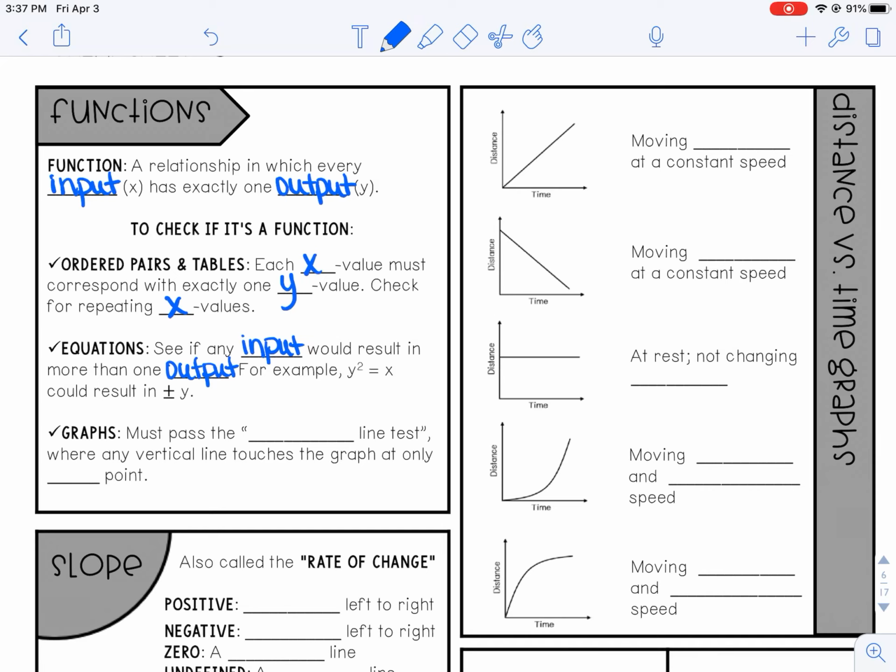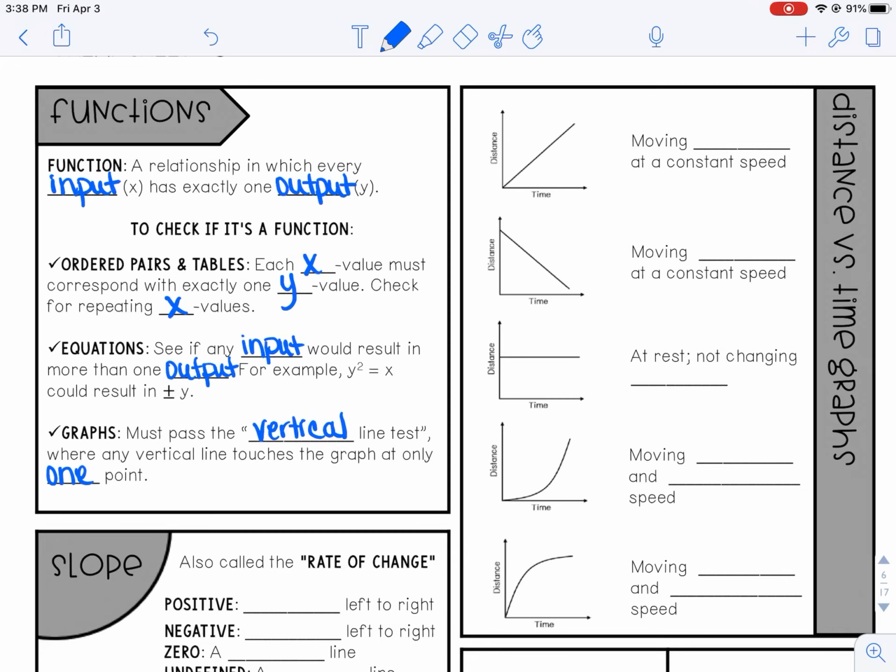If you're looking at a graph, and that's probably the easiest part, you're going to make sure that it passes the vertical line test. So if you drop a vertical line and it touches the graph in only one point, then it is a function. But if it passes in more than one point, it is not a function.